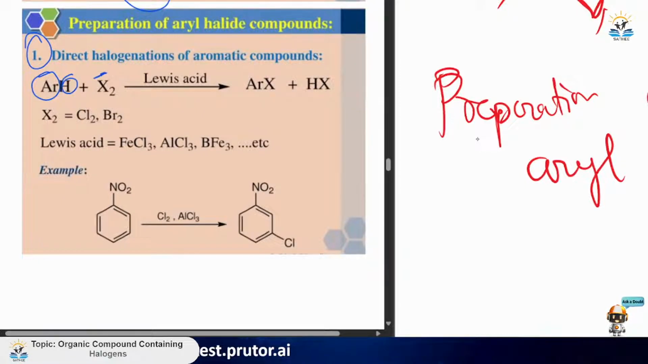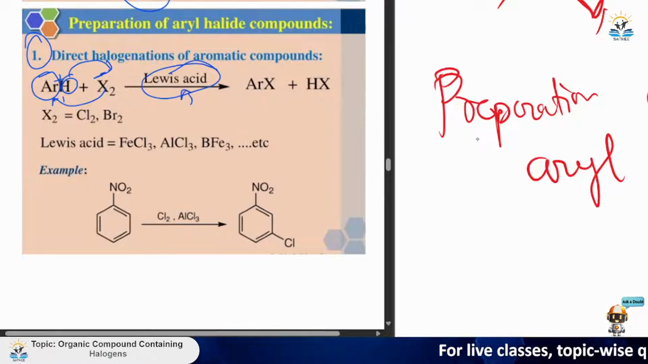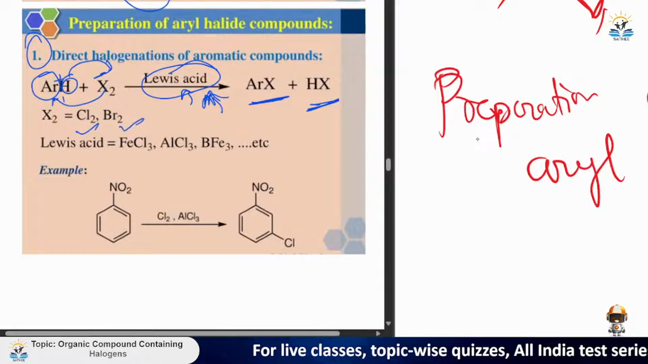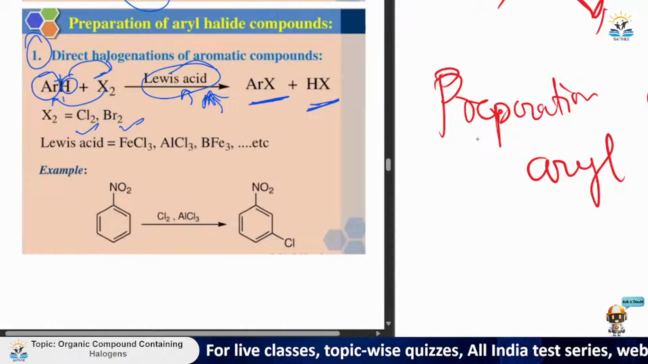So the basic idea is that the Ar-X bond will be formed. H will be connected to one X and the other X will be connected to Ar. And we have a Lewis acid as a catalyst, giving ArX and HX, which initiates the reaction faster. X can be Cl2 or Br2, not I2 and not fluorine. Iodine and fluorine cannot be used here.